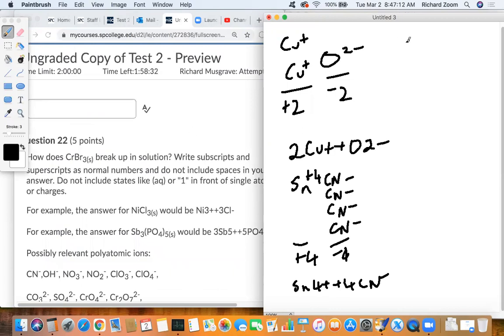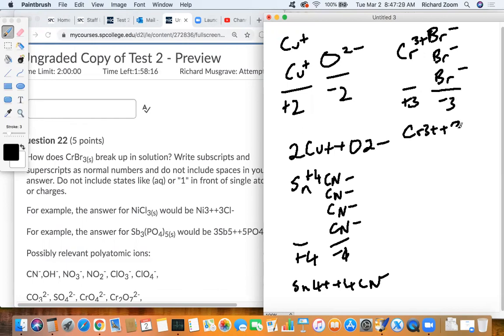CrBr3. We did CrBr2 earlier. This will be a little different. Negative, negative, negative on the bromines, -3, +3 on the chromium. Cr3+ and 3 Br-. Any questions?